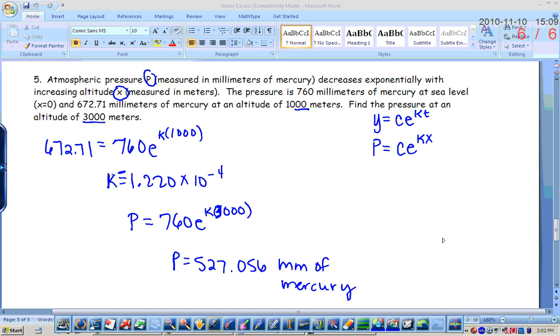Okay, so hopefully you remember problems 4 and 5 from pre-cal last year. Just make sure you find that value of k first, and then you can answer the question.